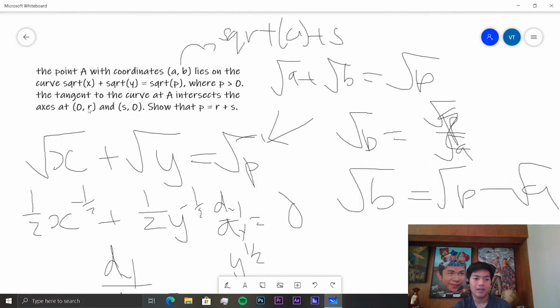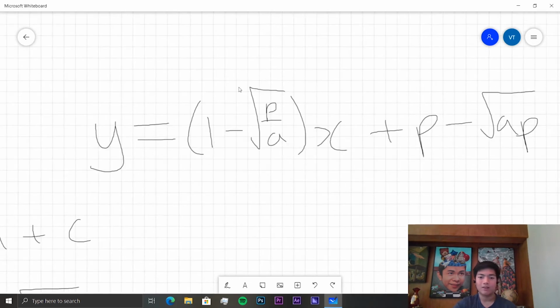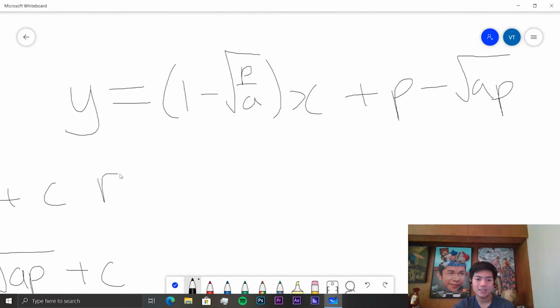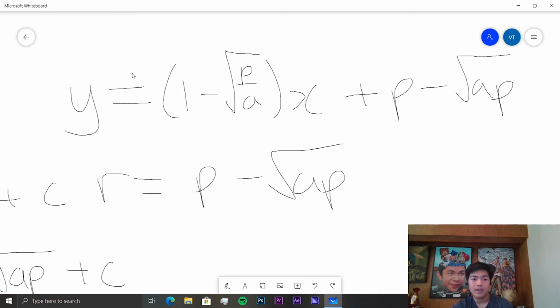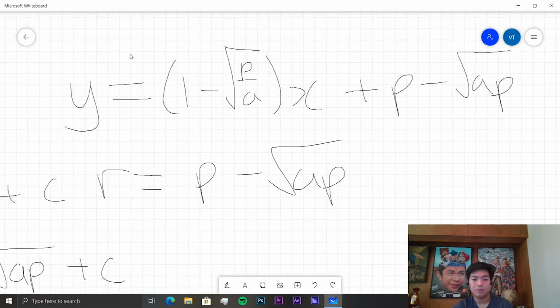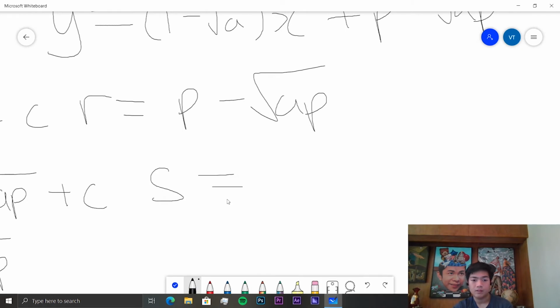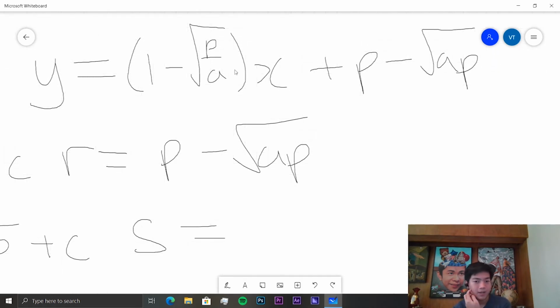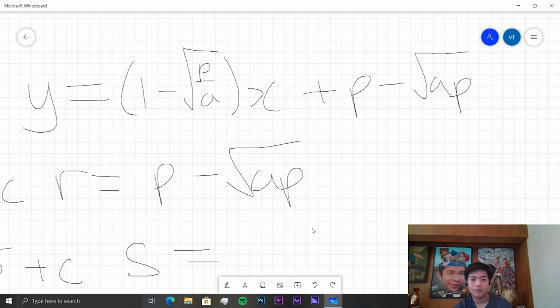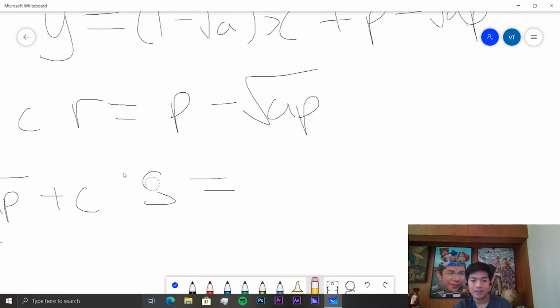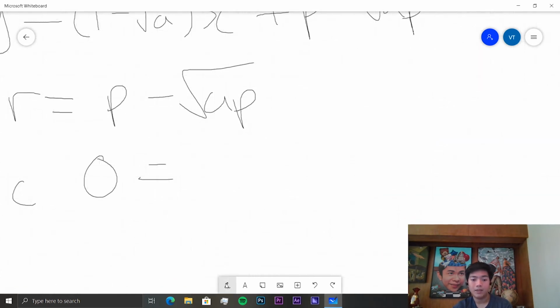So we know that it intersects the axes at (0, r). It doesn't actually matter that they intersect the axes, I believe. It just matters that we have two pairs of coordinates. So r is equal to the constant p minus root ap, and s is when y equals 0, so that is x at that point. So we have 0 is equal to 1 minus root p over a.